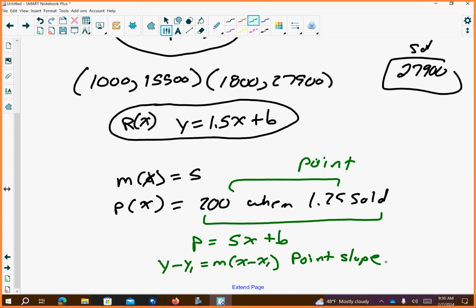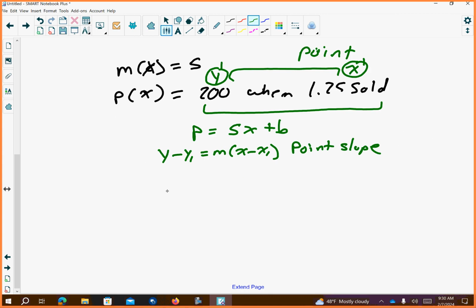So what I'm going to do is this is what I'm going to make. This is how many we had to sell. So this is going to be y1 and x1 when we use this equation, which gets pretty goofy, but it's all going to go y minus 200. I know that my slope is going to be 5 based on above, and then x minus 125.